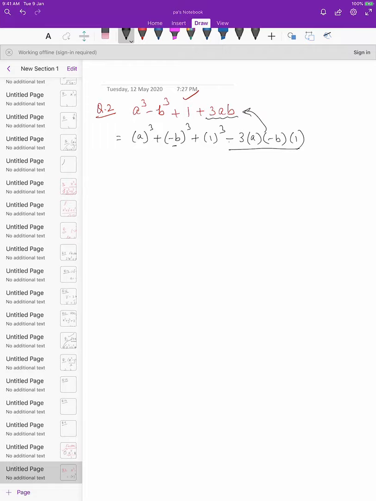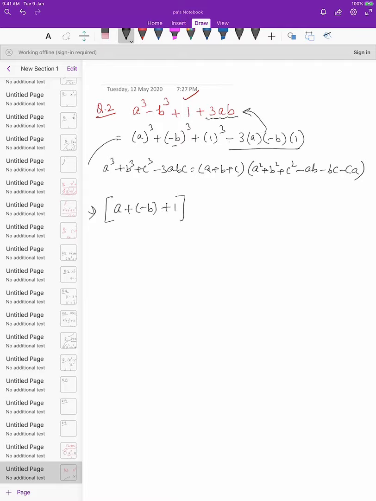So it means it is exactly following the format of the identity a cube plus b cube plus c cube minus 3abc, which is equal to a plus b plus c into a square plus b square plus c square minus ab minus bc minus ca. You must learn the identities well. So now what can it be written as? A plus b plus c in the first bracket.